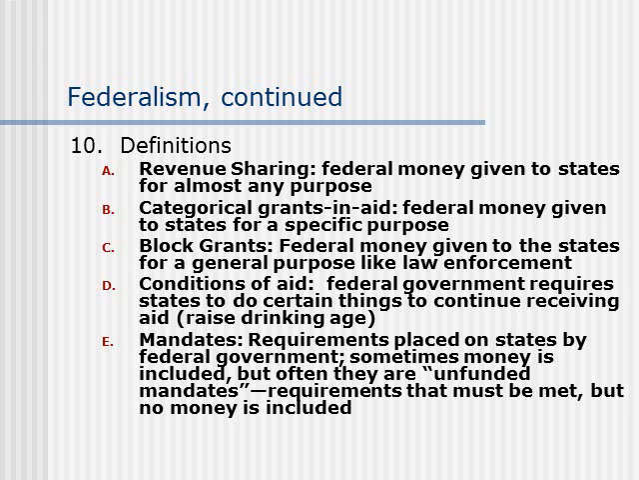So if you want money for the highways to be built in your state, you need to have a minimum drinking age of 21. Mandates: requirements placed on states by the federal government. Sometimes money is included, but often they are unfunded mandates. They're things that they're just requiring the states to do.